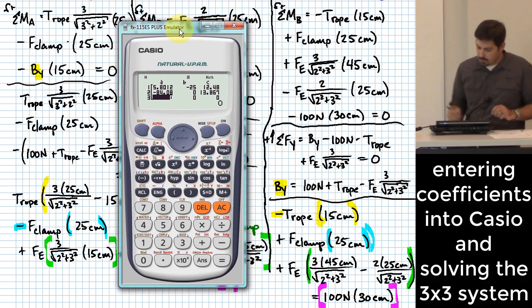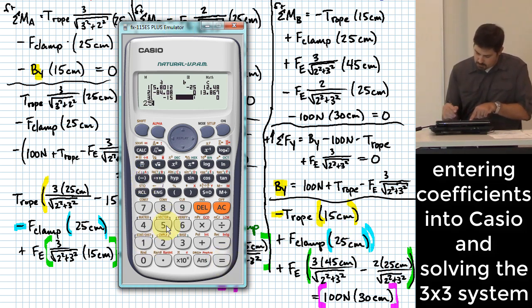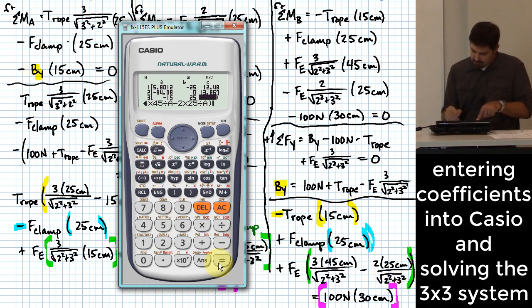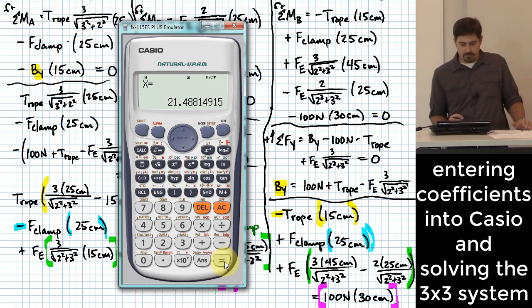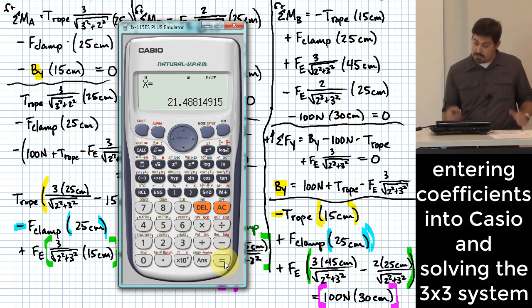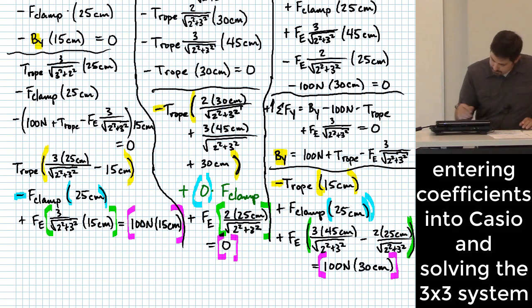Now I'm on to my last equation here. Minus 15, got 25 there, right? Here I'm going to have, okay, I'm going to put these in parentheses. We'll have 3 times 45 divided by A, right? Minus 2 times 25 divided by A. And then lastly, on the other side of the equation, I've got 100 newtons times 30 centimeters. And what happens when I hit equals? The first thing that it gives you is what? T rope.